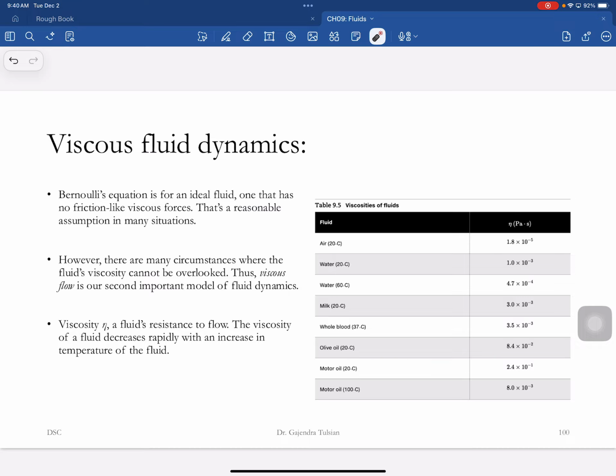Viscosity is a fluid's resistance to flow. The viscosity of a fluid decreases with an increase in temperature. And here are viscosities of water at various temperatures, at 20 and 60 degrees.